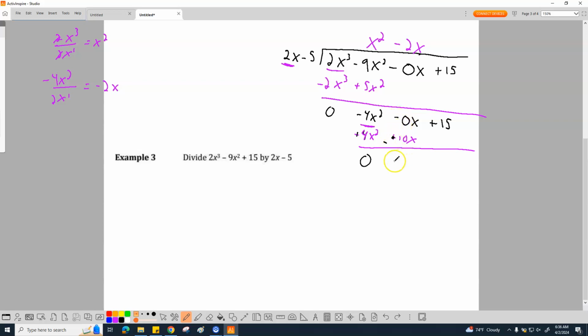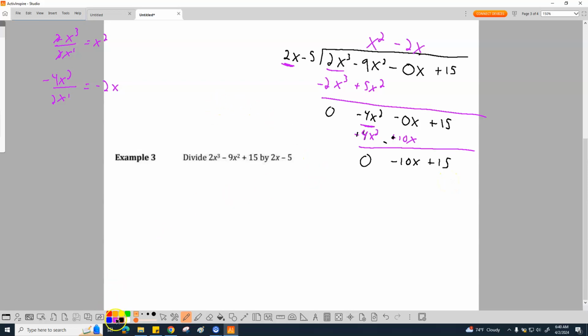So you have this negative 10x. So I'm going to put down negative 10x for this. And then I'm going to bring down my plus 15. Okay, so now I'm going to go ahead and basically finish this problem. So I brought down the 15, and now I have to do it one more time.